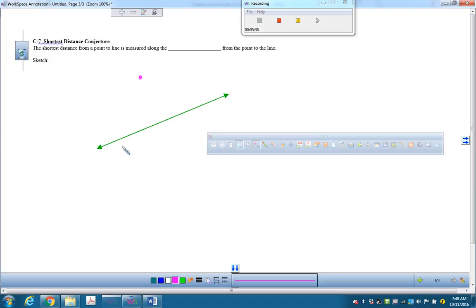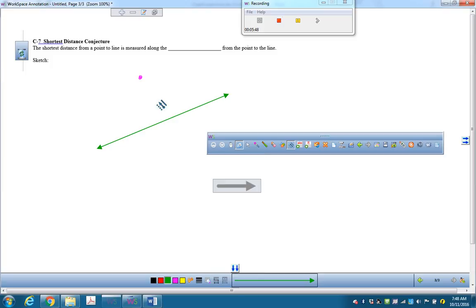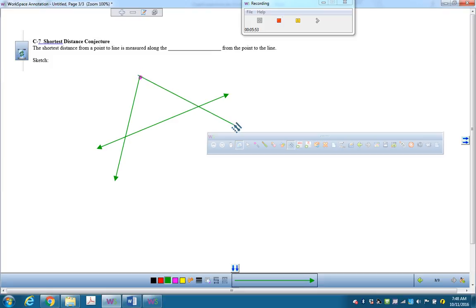How am I going to go? Am I going to go like this to get to that line? Am I going to go like this? No, I'm going to go straight towards it. And what would have to be true about that point right there? It would have to be perpendicular. So the shortest distance from a point to a line is measured along the perpendicular. Okay?